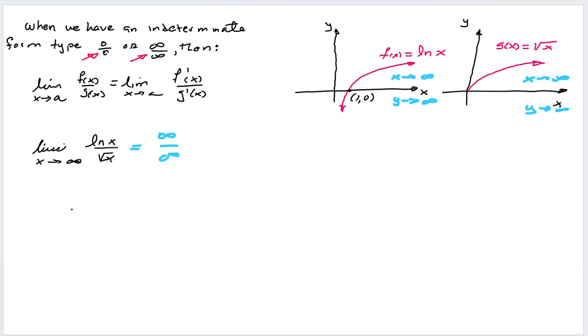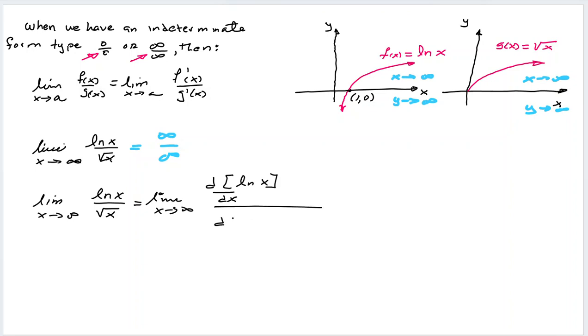So we're going to say that this limit when x approaches infinity of ln of x over the square root of x will be the same as the limit when x approaches infinity of the derivative of ln of x, so d ln of x over dx, over the derivative of the square root of x. I will rewrite this square root of x as an expression with a rational exponent, so this would be the same as x to the power of 1 over 2, dx.